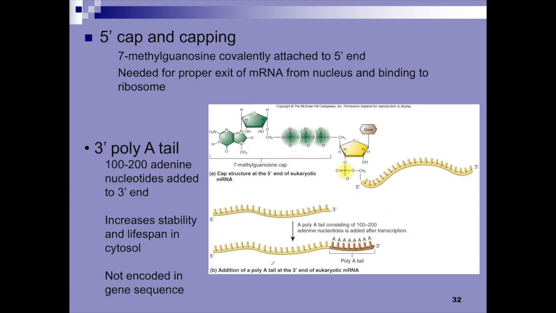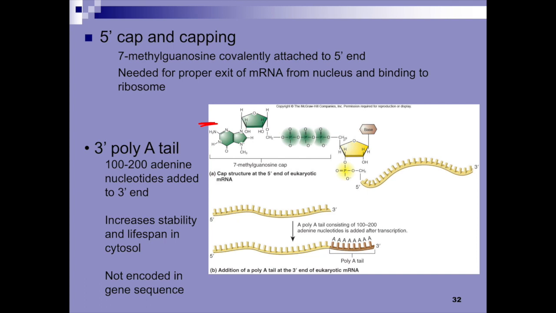And finally, we have 2 more processes that occur. We have what's called the 5' cap. The 5' cap is a 7-methylguanosine. You can see here, they're showing it to you in this green. This 7-methylguanosine is going to be covalently attached to the 5' carbon at the 5' end of a mRNA transcript.